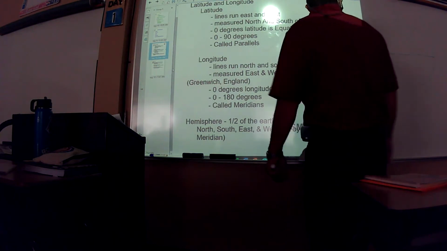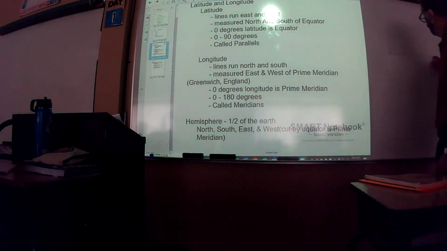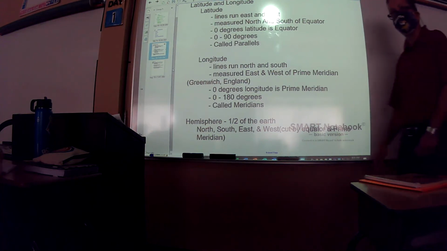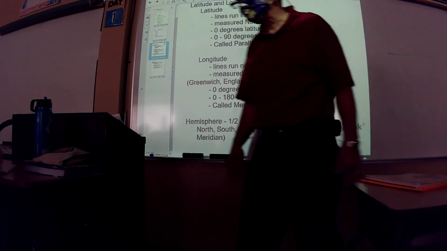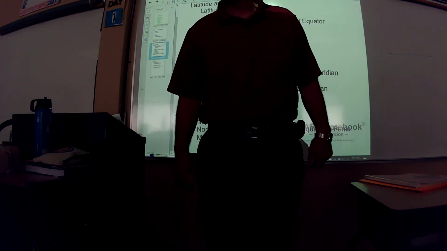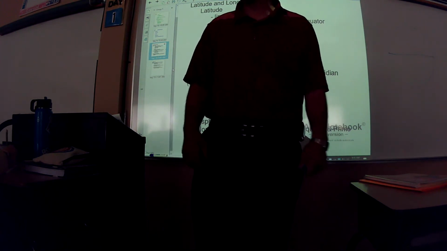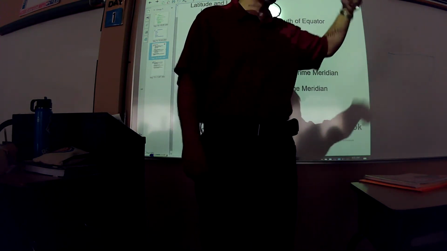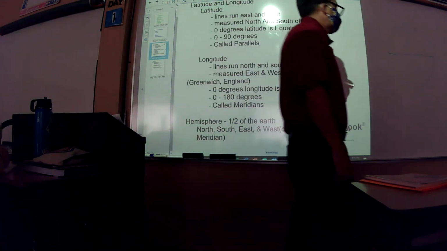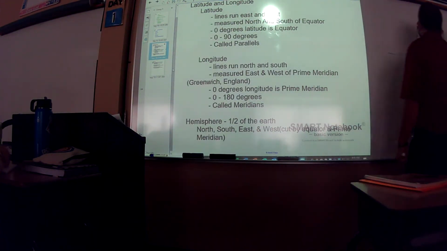Because basically this is math, simple math, okay? Latitude from here to here is 1/4 of a circle. How many degrees in a circle? There's 360 degrees in a circle, but 1/4 of that is 90. That's why latitude only goes to 90.